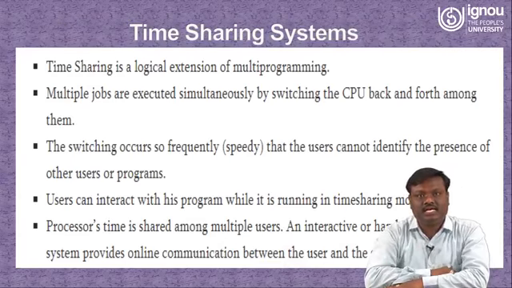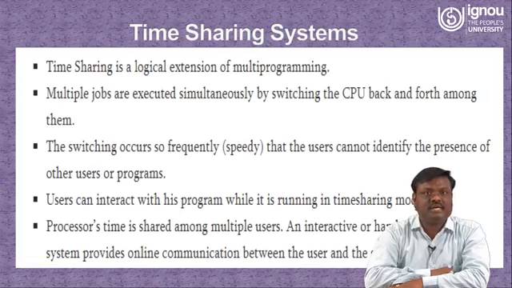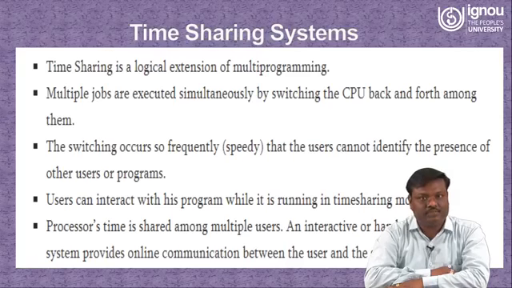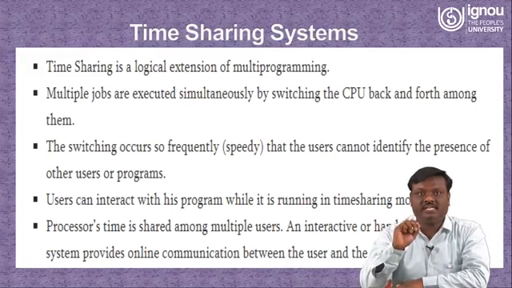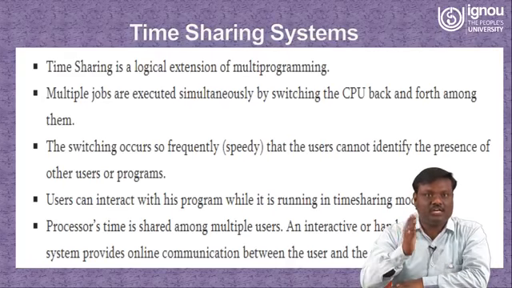Then there is another kind of system which is called the time sharing systems. Till now we were talking about algorithms wherein, depending upon the algorithm, the processes are granted the CPU. Here the time sharing system is a logical extension of multiprogramming. Multiple jobs are executed simultaneously by switching the CPU back and forth among them, but here the switching takes place quantum-wise.